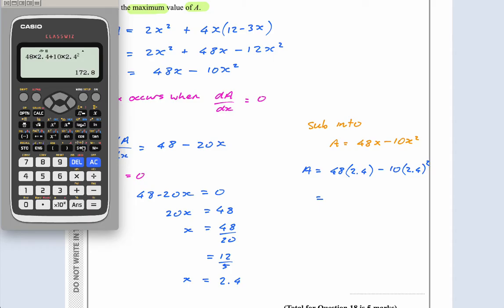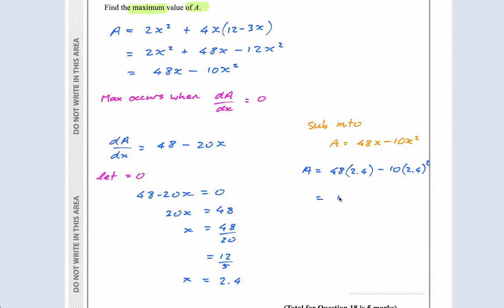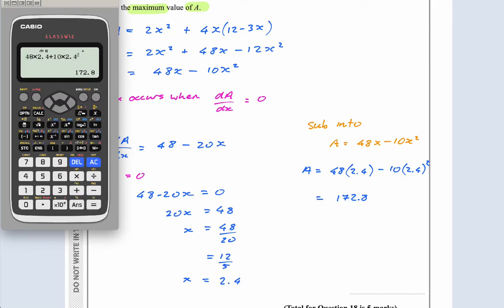172.8, which, guys, I hate to say, 172.8 is not correct. What have I done? Oh, I see. I've added it. Hang on. Let's do that again.